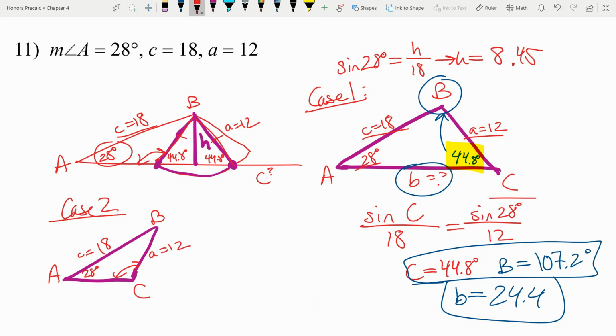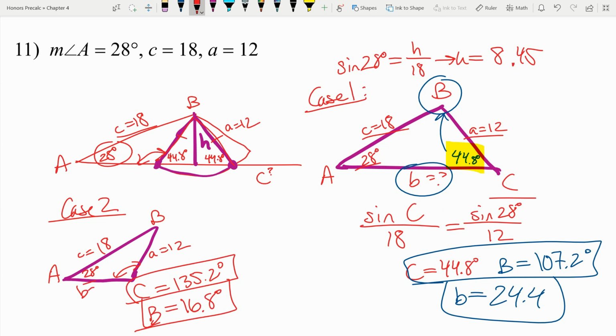That's the linear pair postulate, you might recall. So you get for that, what would it be, 135.2 degrees for angle C, which means you can find angle B pretty easily. Again, just add up the 28 and the 135.2, subtract from 180, and you get 16.8 degrees for angle B.